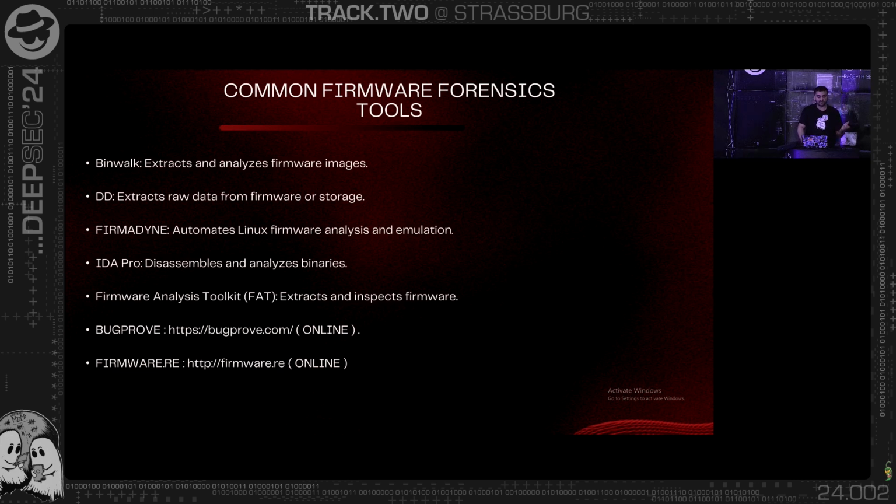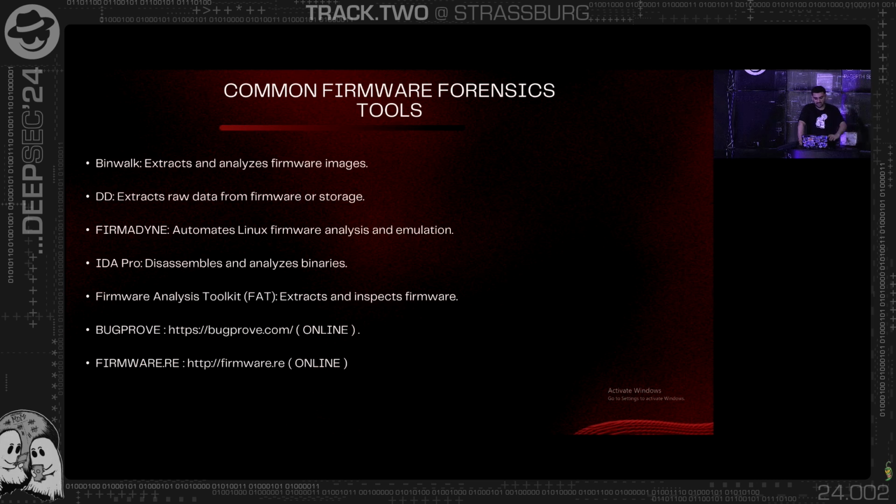We have Firmadyne, an automated Linux firmware analysis and emulation tool that you can use for analyzing the firmware. Also we have IDA Pro, which is a disassembler. Basically IDA Free doesn't accept Mozilla files. You have to have IDA Pro, and now IDA Pro is everywhere if you have some smarts on how to Google it. We have the Firmware Analysis Toolkit, FAT, which extracts and inspects firmware.